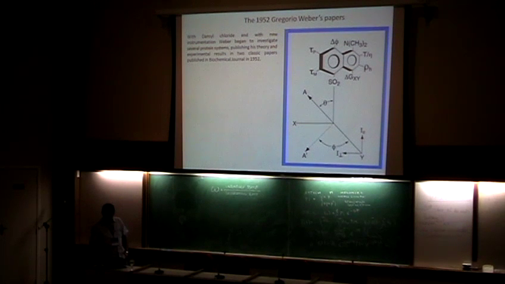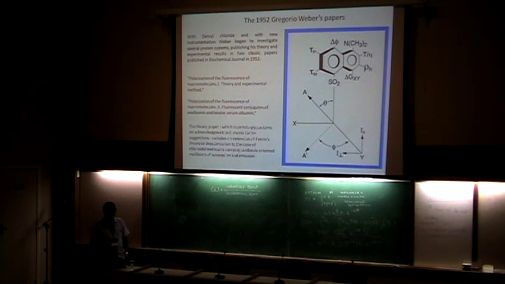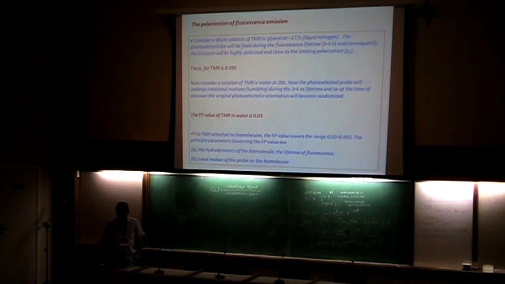And then I'd like to show that Gregorio Weber did this measurement in 1952. He published two papers. He called it the Perrin equation, but in fact he discovered the equation. I tend to say it's the Perrin-Weber equation, but it was based, of course, on the work of Perrin on molecular motion. He published these two papers, one a theoretical paper and one where he synthesized the dye, dansyl, made a covalent adduct to the protein, so he could measure the tumbling of the protein.